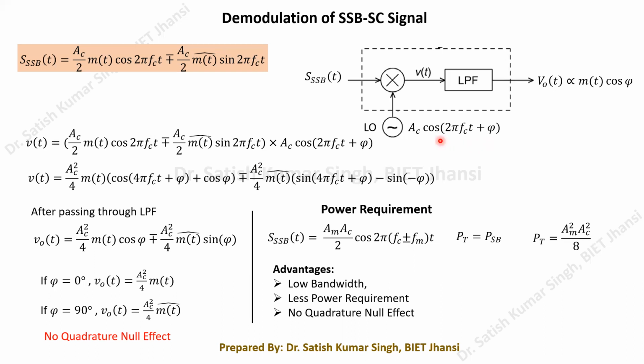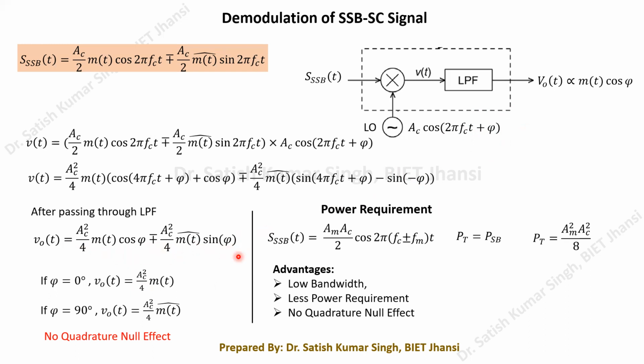It should be in phase and frequency synchronized. It should be in phase with the carrier that we have used for the modulation purpose, having the same phase and frequency. That means, this is what I mean. Here we have taken the phase offset equal to phi. So due to this phi, we are going to get this particular output.